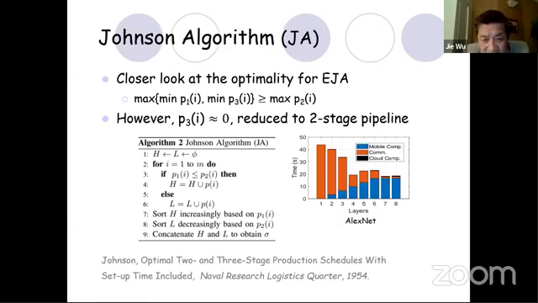It's not the extended Johnson. Again, since it is two-stage, you have local computation and communication. Then you just look at P1 and P2, where P1 means local computation and P2 means communication. If the computation is smaller than the communication, then we put it in the H group. Otherwise, you put it in the L group. Then you arrange H in increasing order, and L in decreasing order based on the second stage.